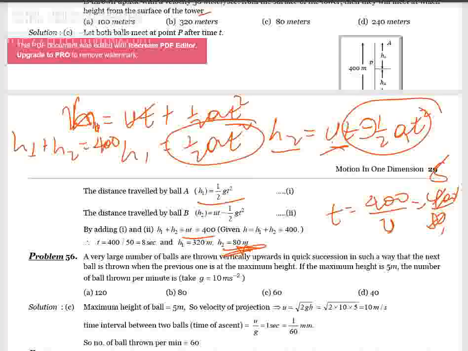That means after 8 seconds they meet. Then if you substitute at this point 8 seconds, 8 squared is 64, 64 times 10 is 640, divided by 2 is 320, that is H1. And if you substitute here also, you get 80. The sum of the two becomes 400.